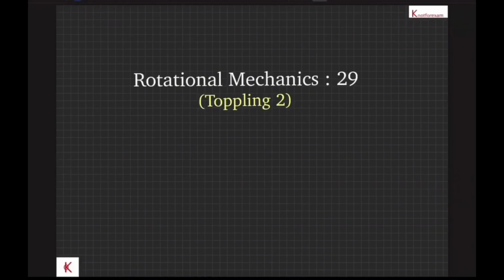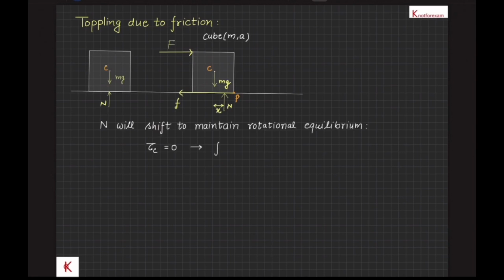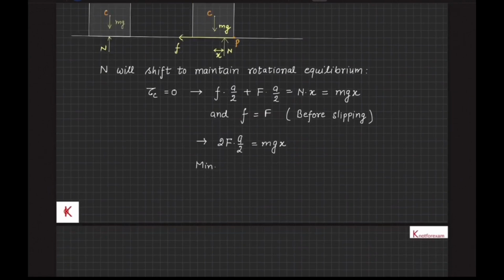We are going to talk about toppling on a rough surface and on an inclined plane. Let's see the following case. When the surface is rough, a force F is applied parallel to the upper surface. Friction force will develop to prevent slipping, and normal force N will shift towards the front edge to maintain rotational equilibrium. For rotational equilibrium, torque about center C, tau_C, will be 0. Therefore, F into a by 2 plus F into a by 2 will be equal to N into x, that is mgx. And applied force F will be equal to friction force f until slipping starts. For this, 2F into a by 2 is equal to mgx, and so minimum value of F to rotate the body will be at x equal to a by 2.